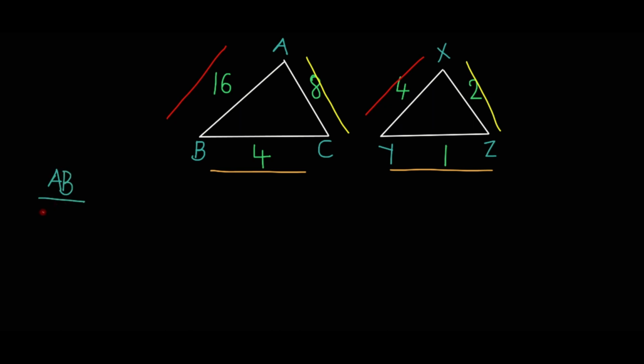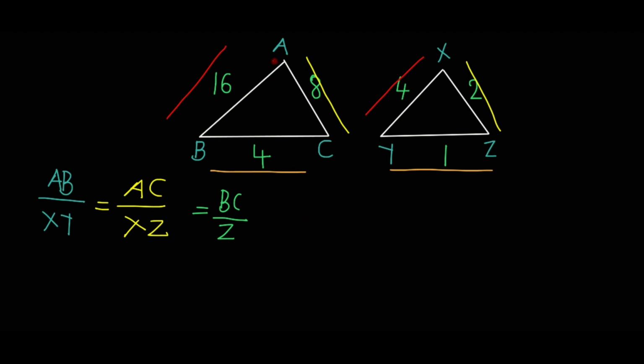AB over XY, because AB corresponds to XY, I need its ratio. Then AC over XZ, and then again BC over YZ. These are the corresponding sides, so you can see that BC corresponds to YZ. So if these ratios are equal, then these triangles are similar.